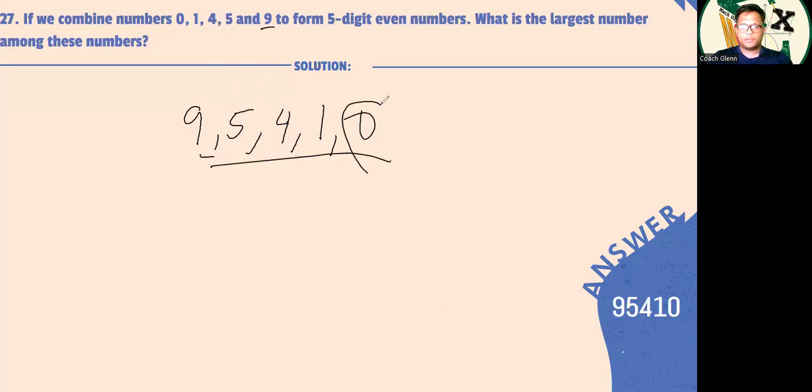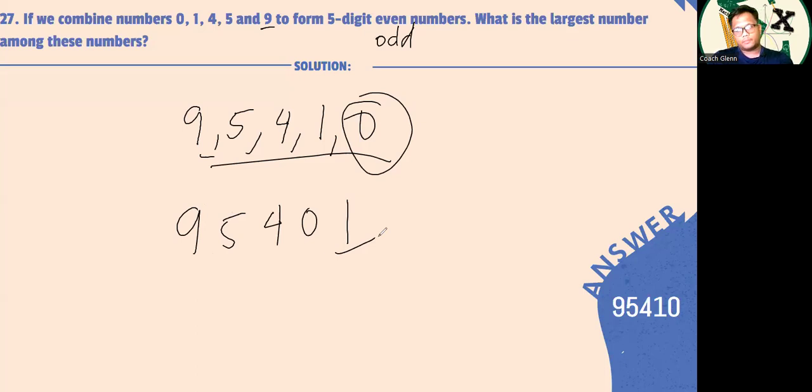But you also have to make sure that your last number is an even number because we're looking for the largest even number. So if the question was we're looking for odd, okay, if you want this to be odd, then that should be 9, 5, 4, 0, 1, okay? 1 has to be on the end because we want it to be odd. Okay, any questions for this one?